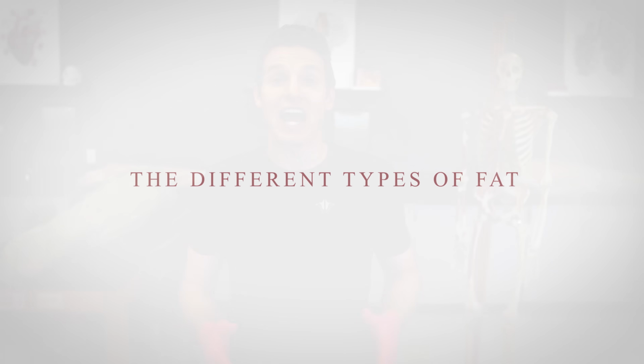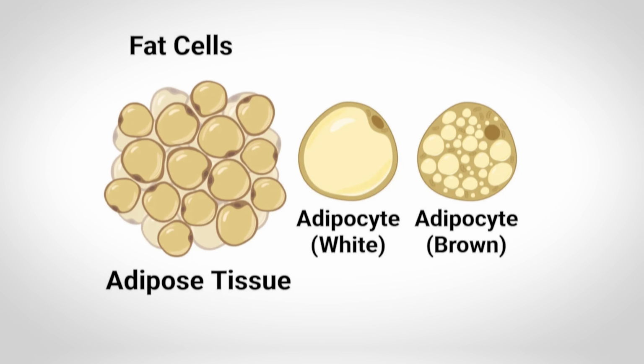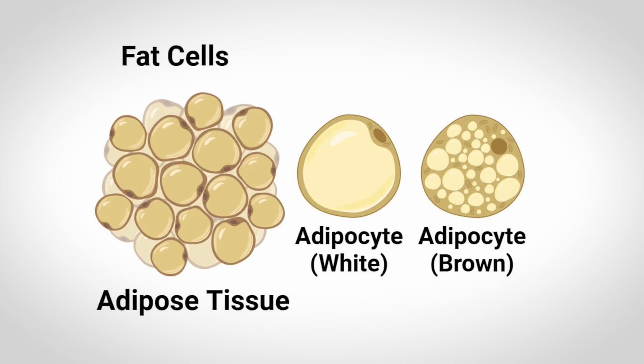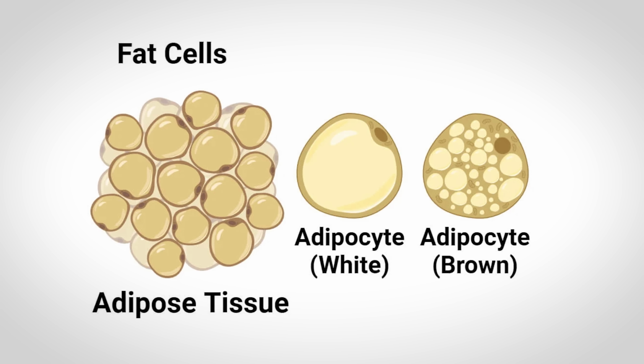So let's shift to some other essential and fascinating functions of fat. And to do this, I want to discuss the different categories of fat. Fat can be categorized by color as well as by location. As far as color, fat is either categorized as white fat or brown fat, which you could also call white adipose tissue or brown adipose tissue.